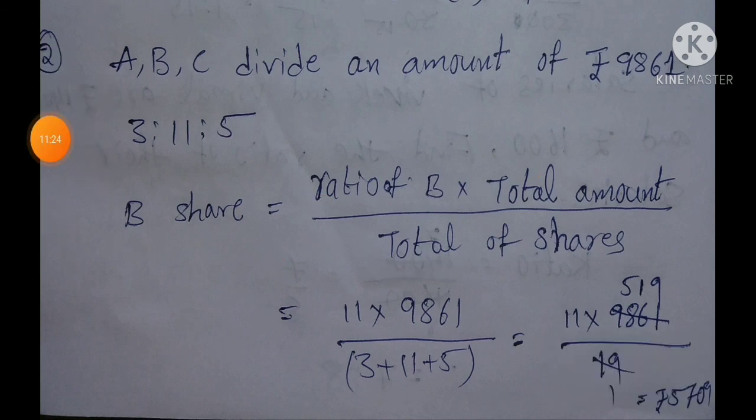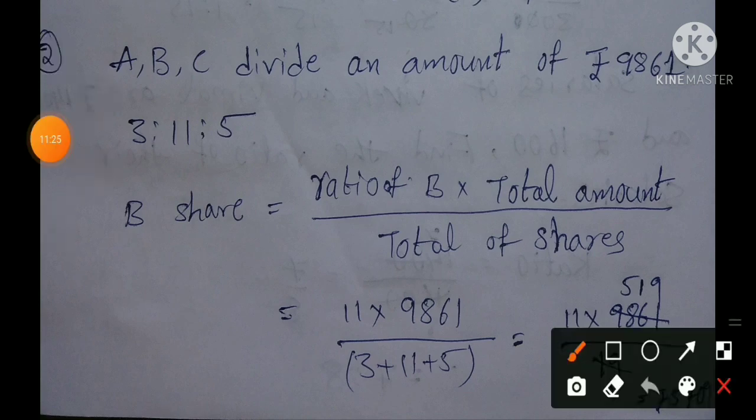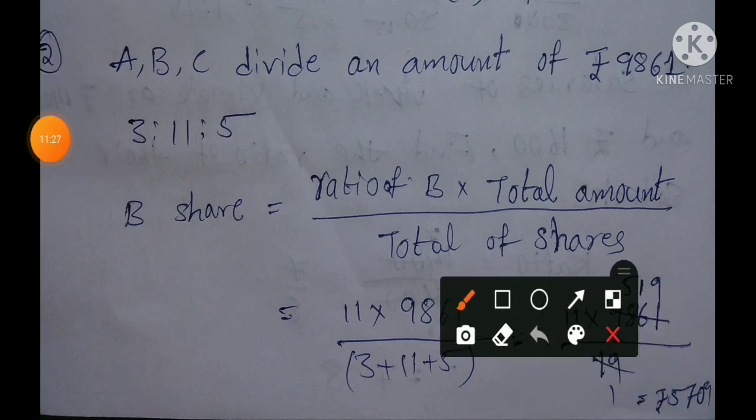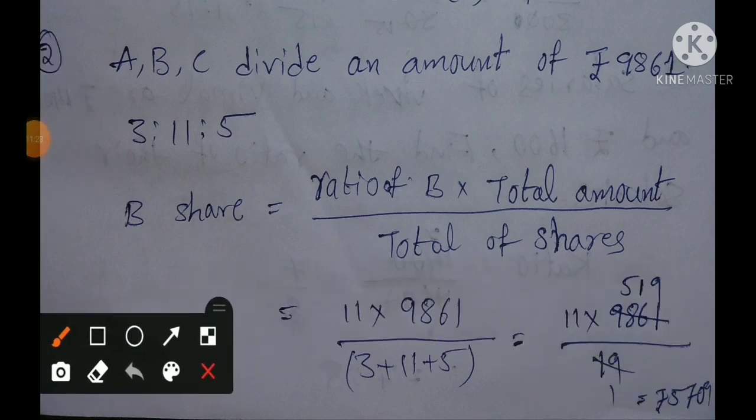See the formula once again. B share equal to ratio of B into total amount by total of shares. Okay, so 11 into 9861 by total of shares, sum of the shares is 19. So while we simplify this one, we are going to get 5709 rupees is the share of B.